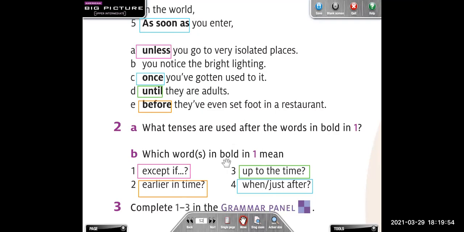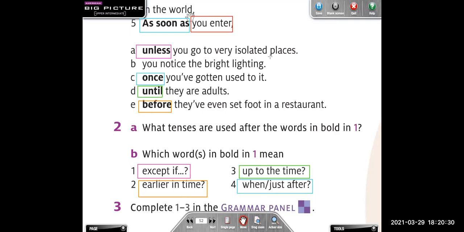No? Okay. Here we have the sentences, and I want you to tell me the tenses they are used after the words in bold. What are the tenses that you can see here after the words in bold? For example, here. What is the tense here? ¿Qué tiempo gramatical es este? Present simple, right?